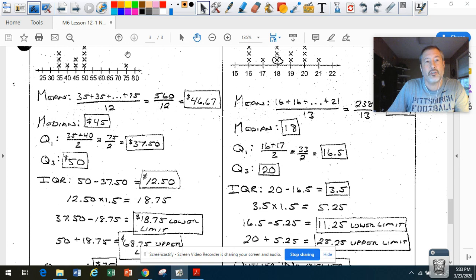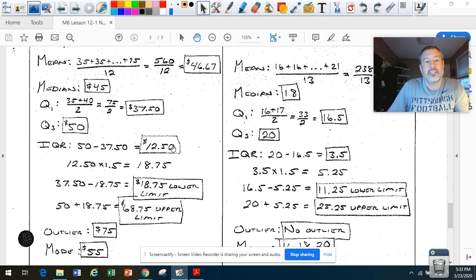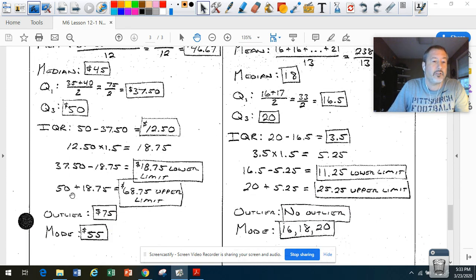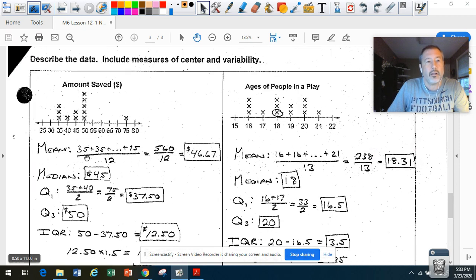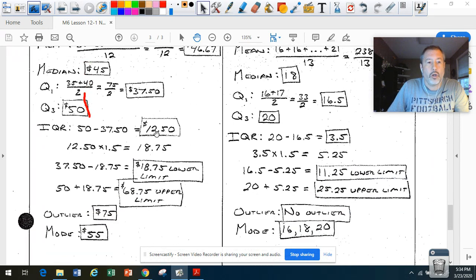And yes, as you see, our outlier is $75. So our outlier up top is $75. If we even take a look here, we can see our mode, which occurs most often. If you take a look here, draw a little line down through here. This is 50. It occurs most often. So at that point here, we do know that our mode is $55.